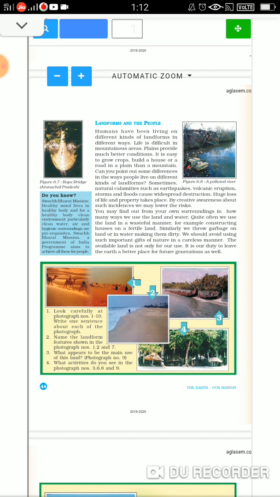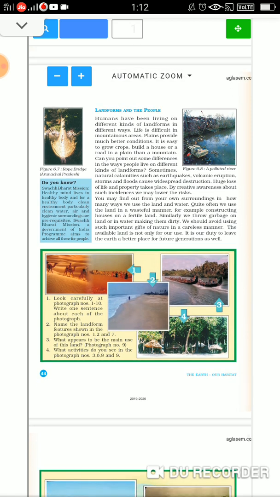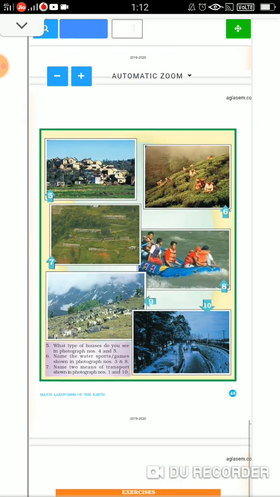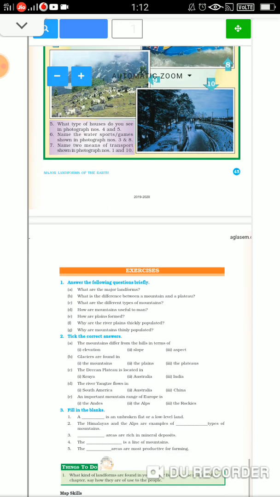We should not construct houses on the fertile land. We should not throw garbage here and there. We should not make the land dirty. So we should avoid all these things, and we should respect the gift of nature in a very careful way. We should not disrespect nature's gift to us. Fine. So it is our duty to leave the earth a better place for the future generation as well. We are living there, but what about the coming future generation? How will they live? Fine.